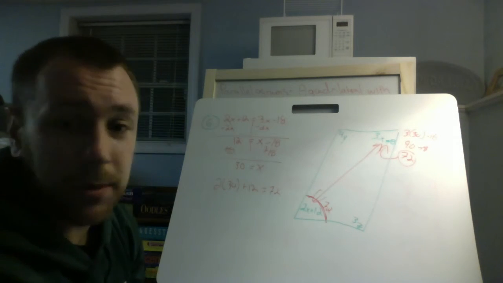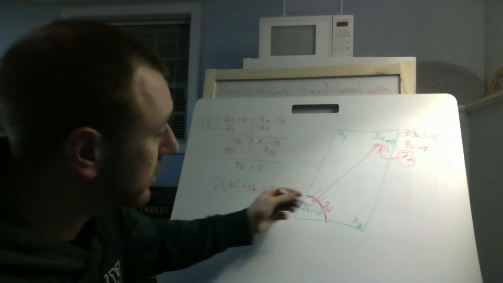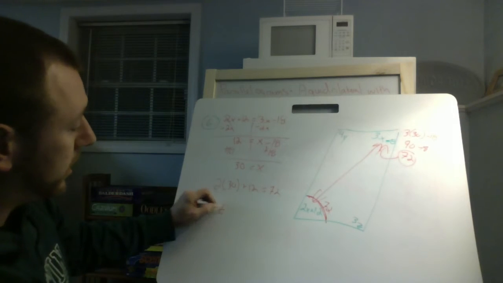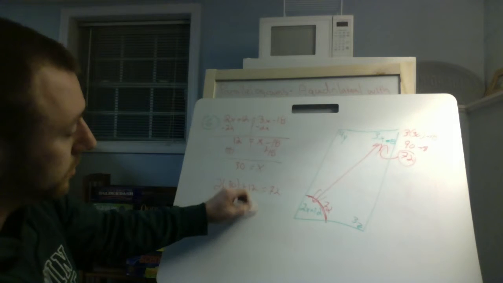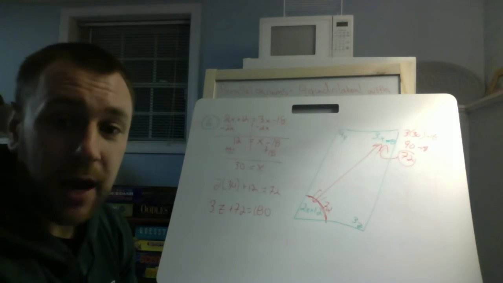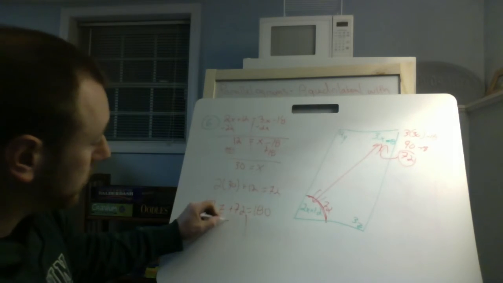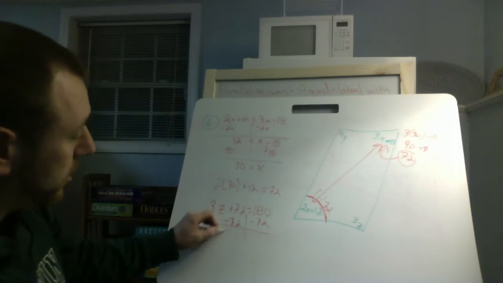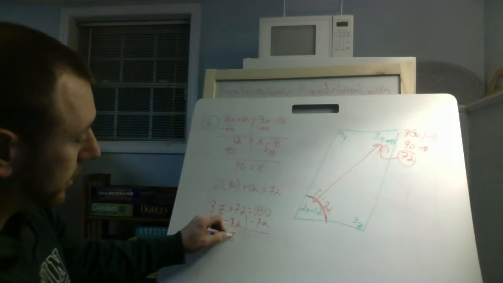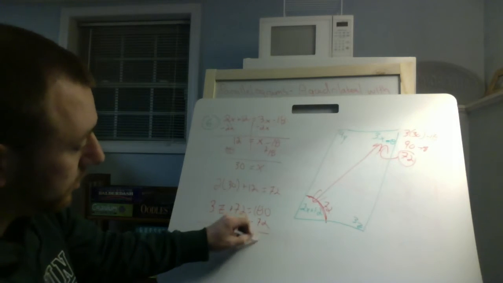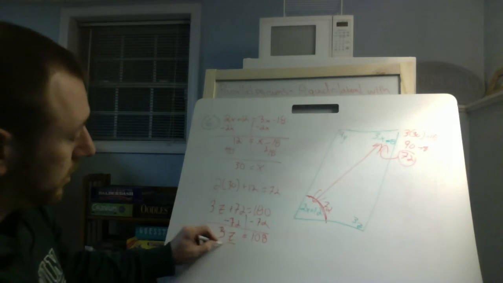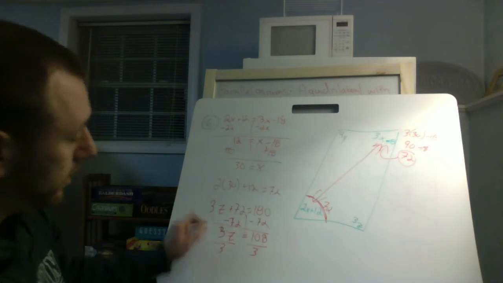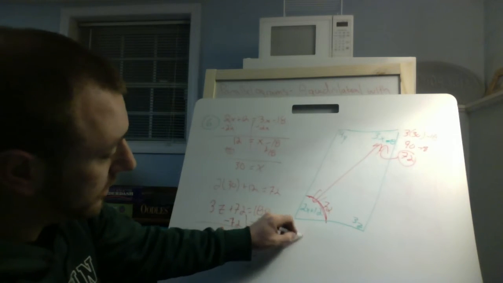Okay, so that's that angle. How do I solve for the others? I can set up an equation. It says 3z plus 72 equals 180. I would subtract 72 on both sides. I would get 3z equals 108. When I divide by 3, I would get z is 36.